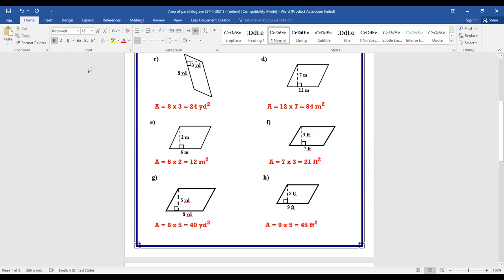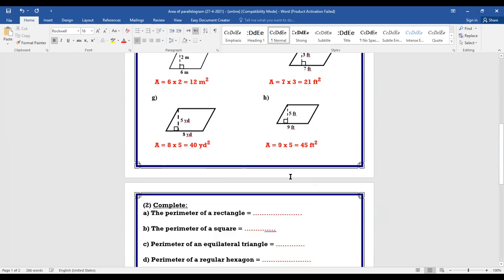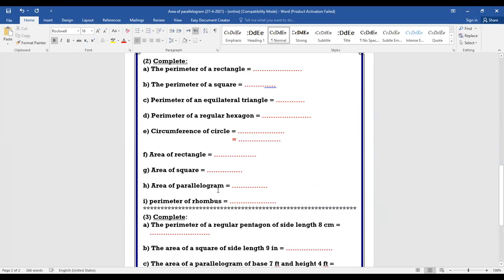Now, everyone, I will make a revision here about the perimeter, the area and the circumference. Firstly, this part is about the formulas of perimeter, circumference, and area until now. What is the formula of the perimeter of a rectangle?